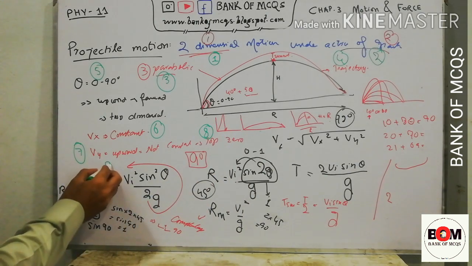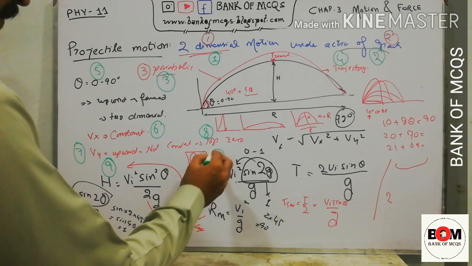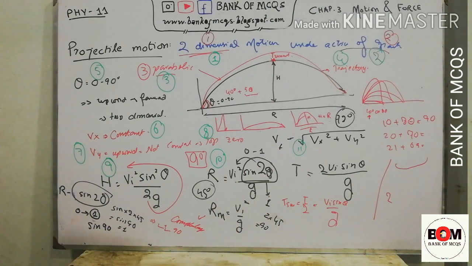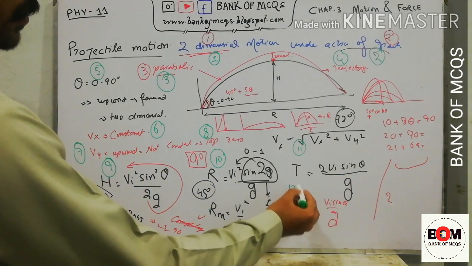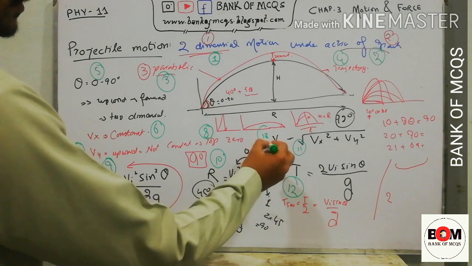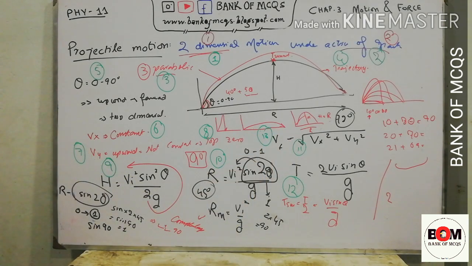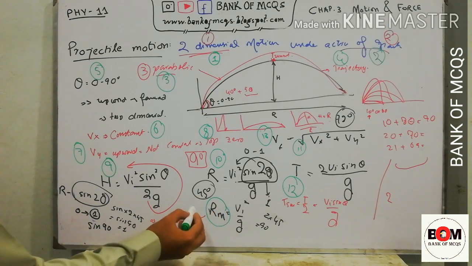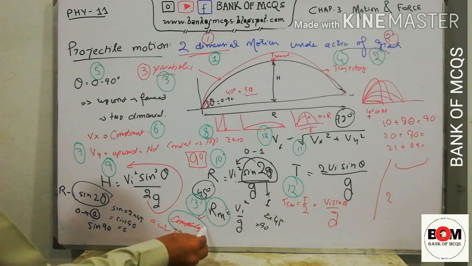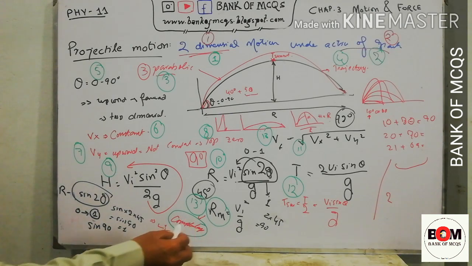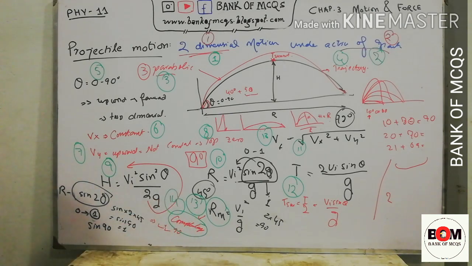Now, point number 9 is the formula of height, number 10 is the formula of range, and 11 is the formula of time period. Time to submit is time period divided by 2, so divide by 2 to get the formula for time to submit. This is the formula of velocity. The next is maximum range. The range is maximum at 45 degree. This is point 13. The angles for the same range are complementary, which means their sum will always be equal to 90. This is point number 14.